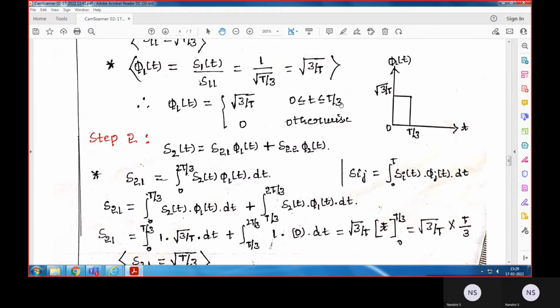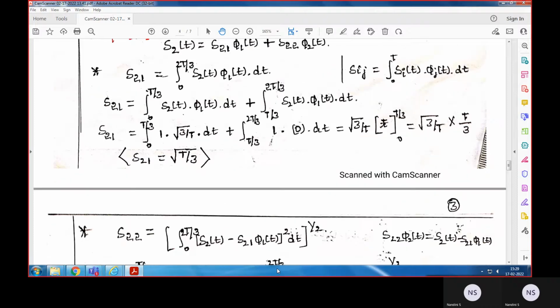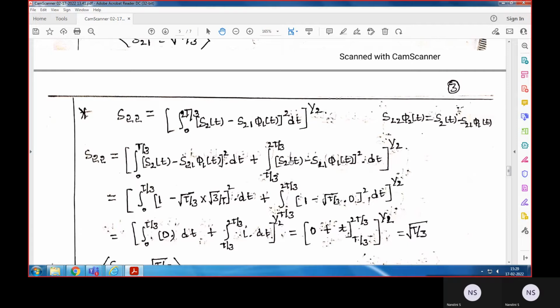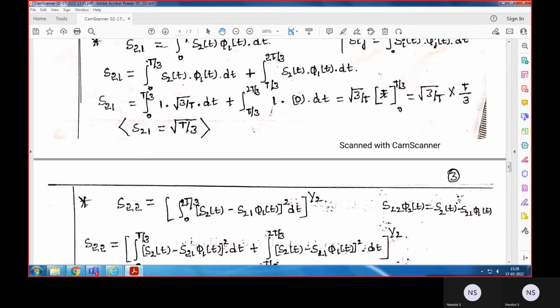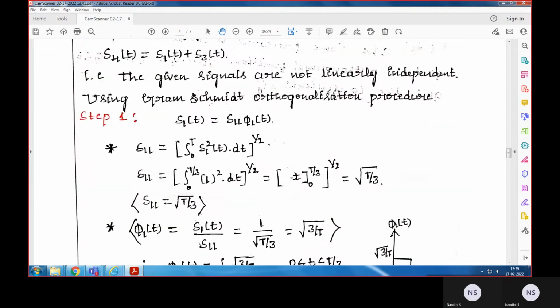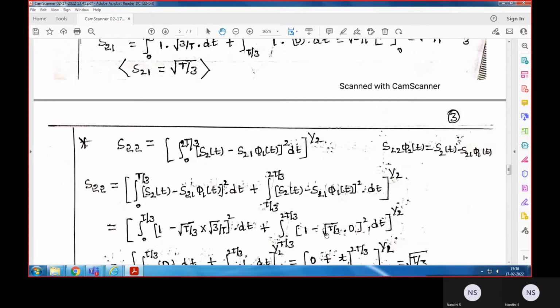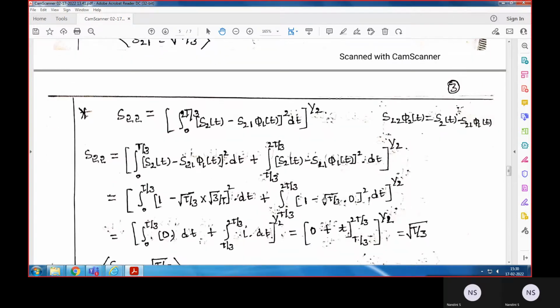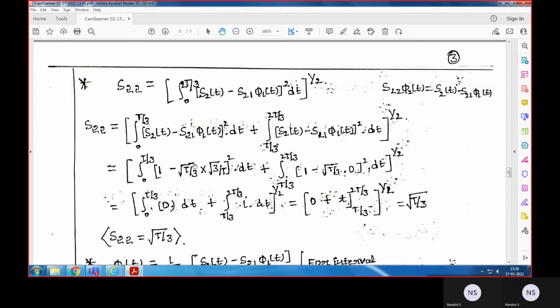S2(t) from 0 to 2T/3 is 1, and the S21 value we have calculated for 0 to T/3 is root of T by 3, and φ1(t) exists only for the duration 0 to T/3, so its value is root 3 by T. I have taken the same here. For the second integral ranging from T/3 to 2T/3, the S2(t) value is 1 and S21 exists for 0 to 2T/3, so there is no issue in that. S21 is equal to root of T by 3 and φ1(t) does not exist for the duration T/3 to 2T/3, so its value is 0 here. Then it is root of T by 3 into root 3 by T. When you split the roots, root T cancels, root 3 cancels, and 1 minus 1 is 0.